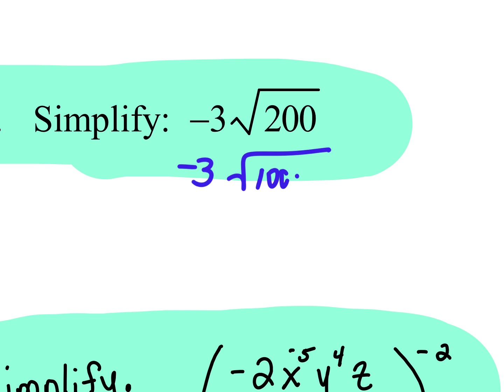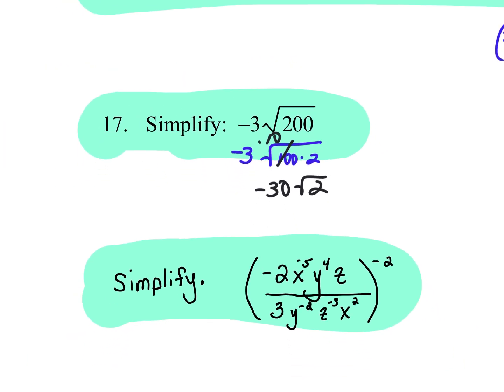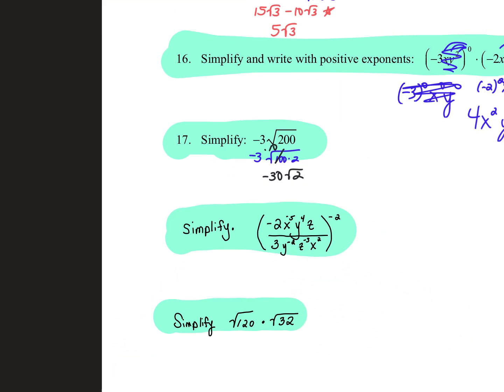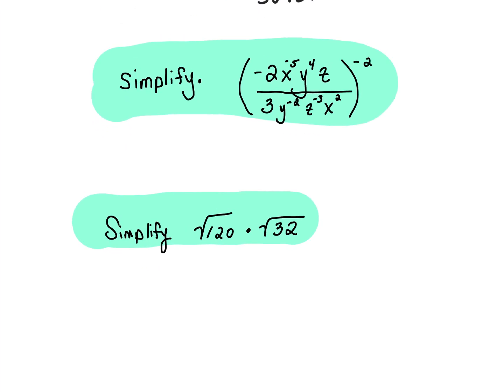10 squared, perfect. Do you guys see how I'm showing my work? So I can see your thought process. You can show me. What is the square root of 100? So then I have negative 3 times 10 is? Negative 30. What? Square root of 2. Perfect.